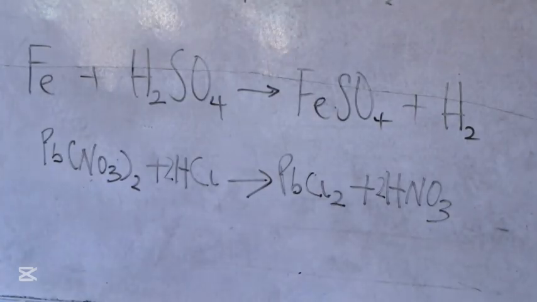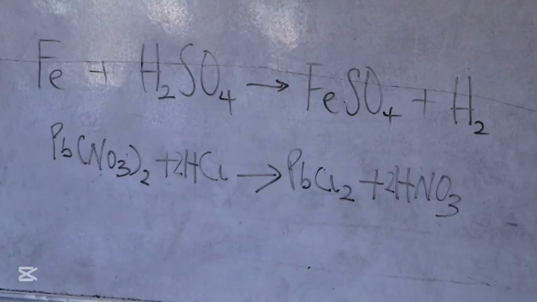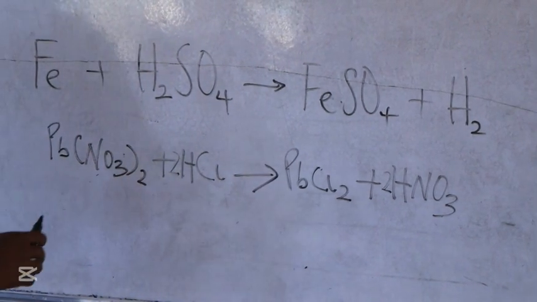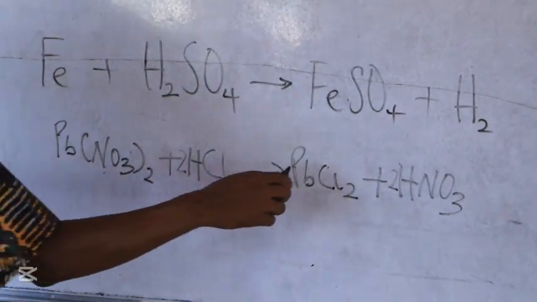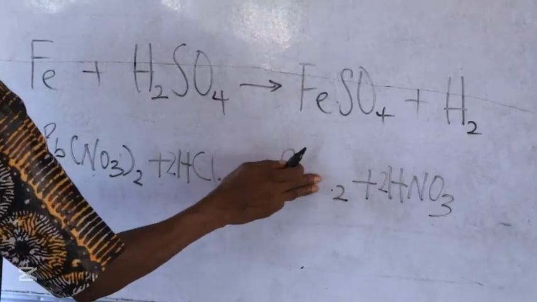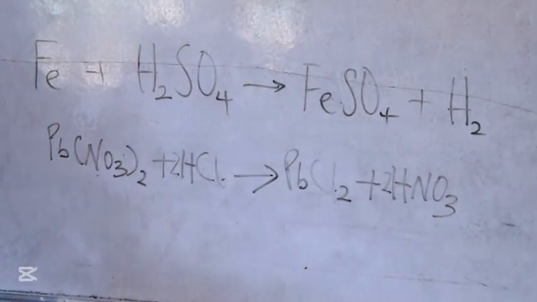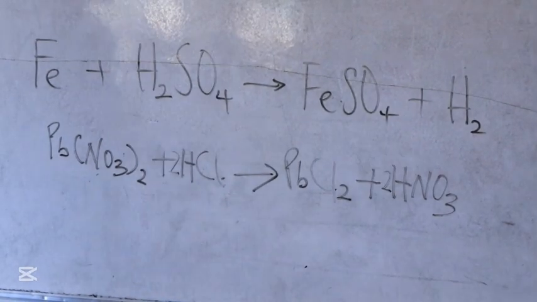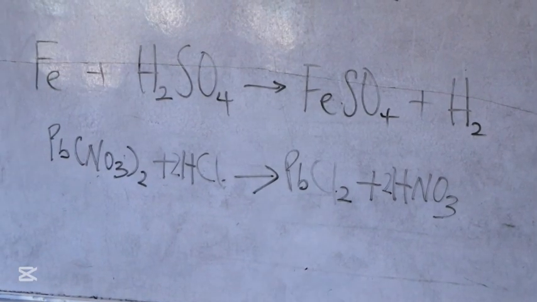So lead-2 chloride and HNO3. That is also right. But I've told you when you are writing the equation, make sure you write the symbols correctly. This C looks like a small letter c. So that is right. So the products will be lead-2 chloride and trioxonitrate 5 acid.